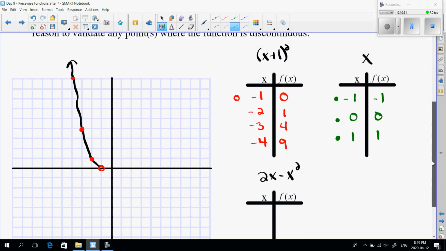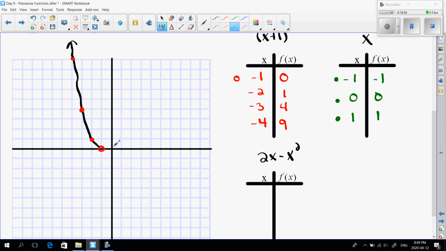So let's plot these points. -1, -1, that's 1 left, down 1. Closed dot. 0, 0, that's the origin. 1, 1, that's right 1, up 1. Closed dots. Notice I don't join this piece of the curve to that piece. It's a piecewise function. This section would look like that, and that's what my curve looks like. No arrows on either end. Okay, that is just a line segment.